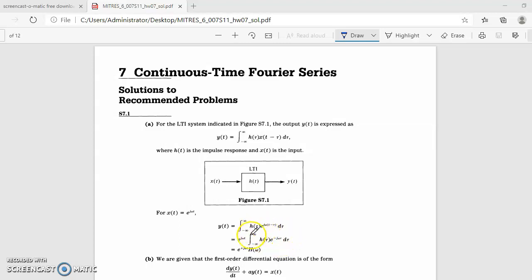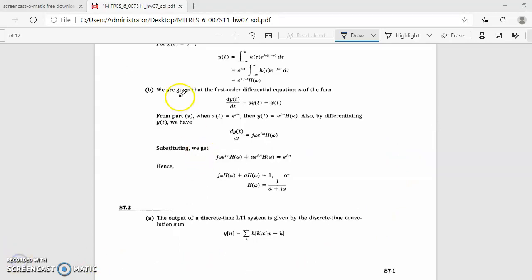Now this entire integral is nothing but our eigenvalue. So we consider this eigenvalue as H of omega. So e power j omega t is the eigenfunction and H of omega is the eigenvalue. This is the expression we are going to use in the entire problem. Next we move on with the problem.